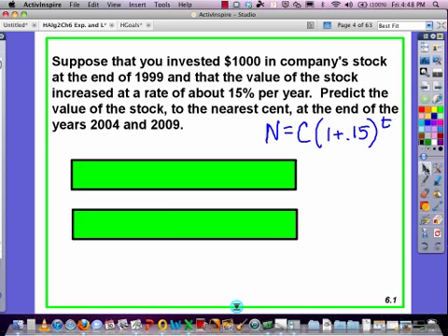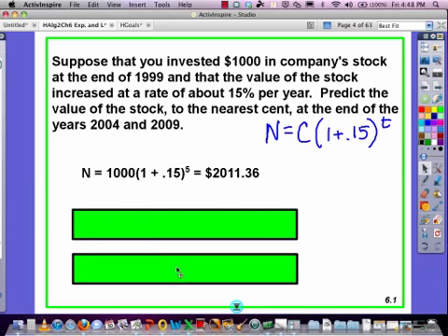So calculating quickly with the help of a calculator if you need it, we're looking at the first situation for the year 2004 being n equals 1,000 times 1 plus 0.15 to the power of 5. Why is it 5? Because from the year 1999 to the end of the year 2004, that's a period of 5 years. The 1,000 was the starting amount that you invested, so that should have gone in for c.